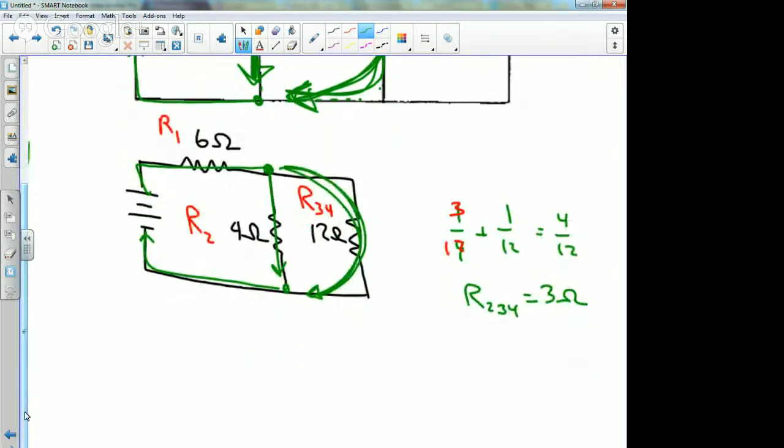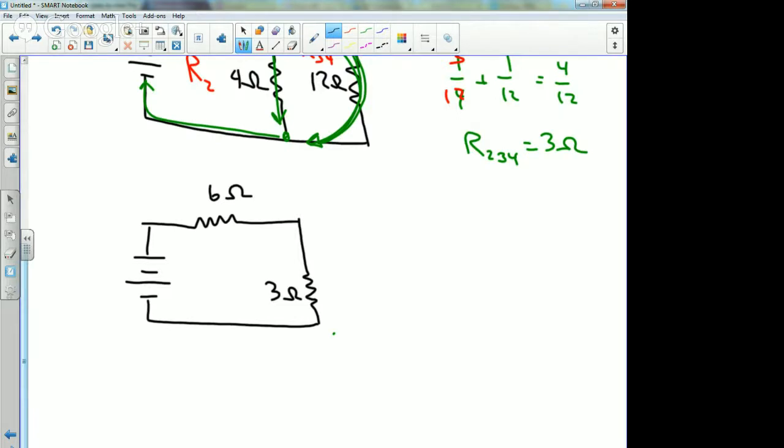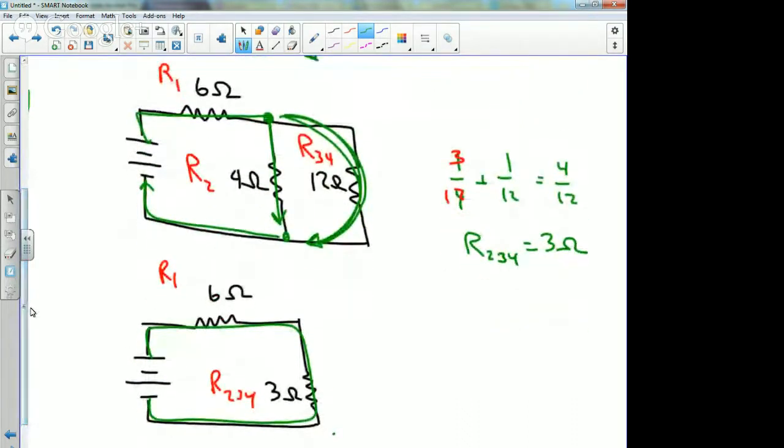Now if I redraw it again, I have the 6 ohm resistor, the 234 ohm resistor, that's 3 ohms, R1, R234. If I think about the current going all the way around, I can see they're all on the same current loop, so therefore it is a series circuit. But now I leave it, okay? And now this is when I start making my chart. Whenever I get it to a basic series or basic parallel, my final total will be the summation of this.